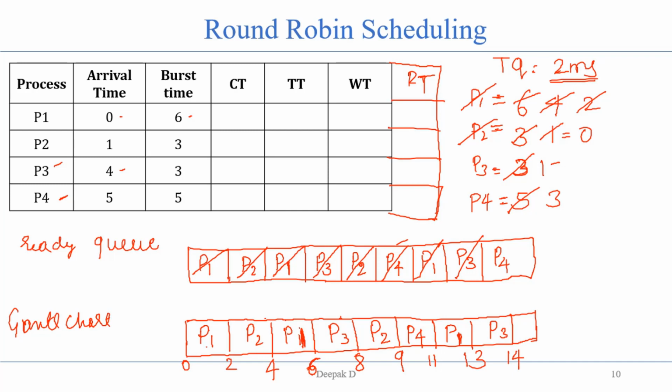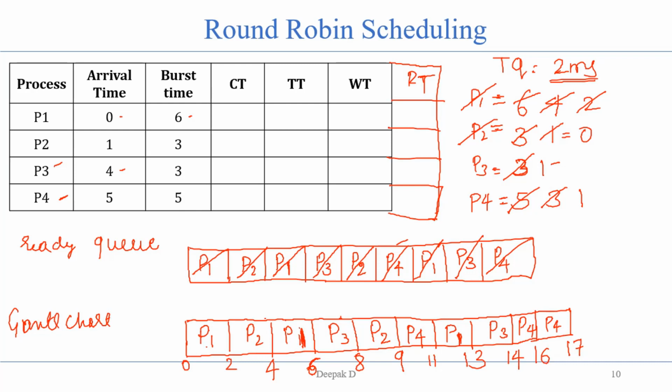Once it is done, the only process left in the ready queue is P4. I take this and execute it for 2 milliseconds, so 16. What is the remaining time here? Only 1. So P4 is executed again for 1 millisecond, that is 17 here. So this is how the ready queue and also the Gantt chart tell you how the processes are executed and how they have been picked from the ready queue.